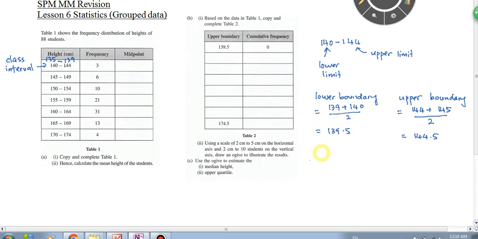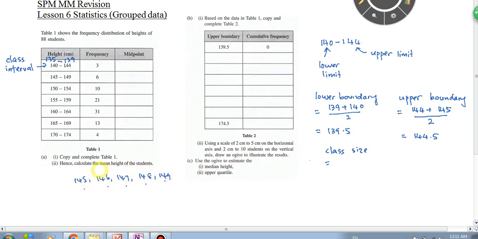So if I ask you what is the class size over here, class size means the size of the class interval. If you want to find the class size, be careful. We cannot take 149 minus 145, because you will get 4. But actually, the class size over here is not 4, but 5. How do we get 5? You can calculate by your fingers. 145, 146, 147, 148, and 149. 1, 2, 3, 4, 5. So the class size is actually 5.